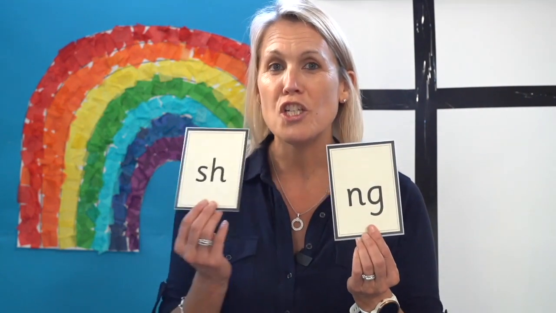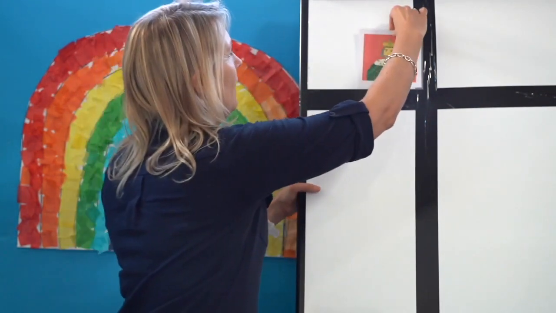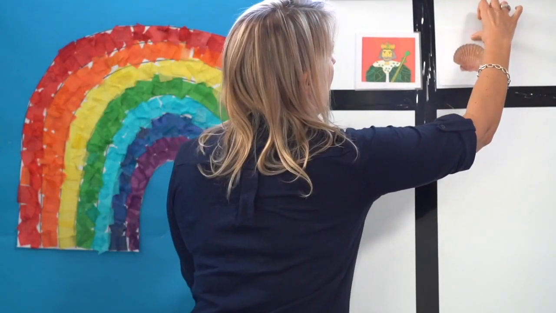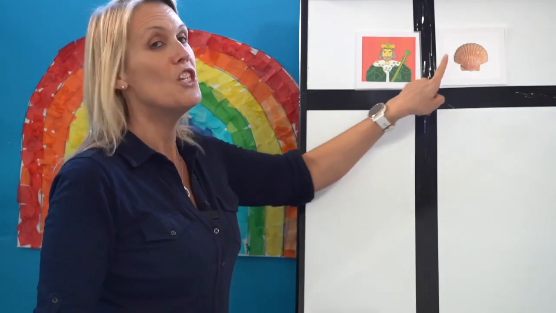Now let's read some words with graphemes we already know and play a lovely little game. Let's sort the words out. Do they have an like this or a sh grapheme like this one? Now you need to listen really carefully because I want to know, does it have an like king? Put king up here. Or the sh like shell. Put the shell up here. King or shell. Let's have a look at the first word.